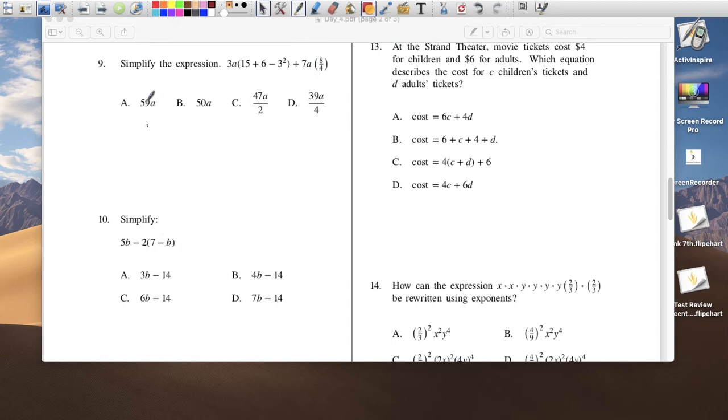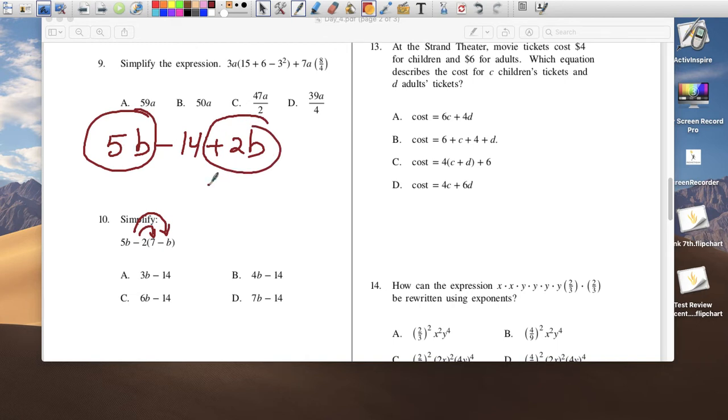Simplify. Okay, so again, we have to take care of the distributive property. So 5b, it's a negative times a positive, which is negative. 2 times 7 is 14. Negative times a negative is, again, a positive. So 2 times b is just 2b. Combining like terms, yes, I can combine this and plus 2b. 5b plus 2b is 7b minus 14.